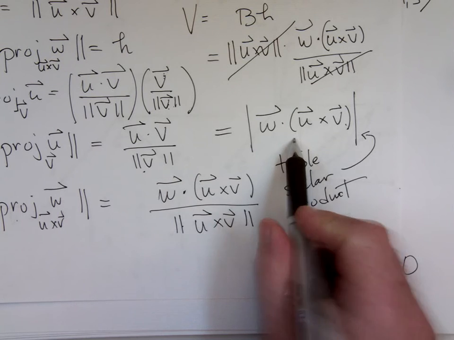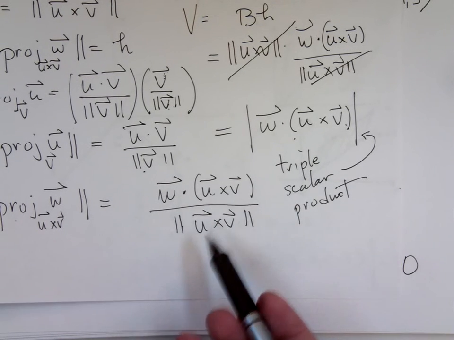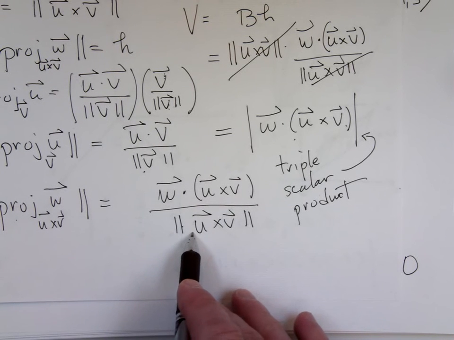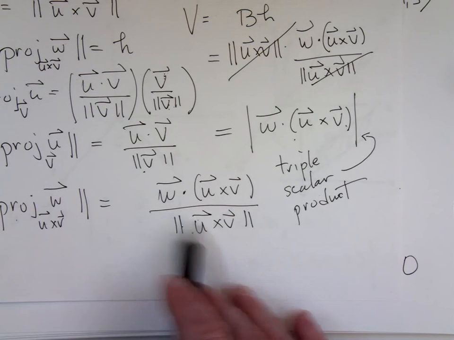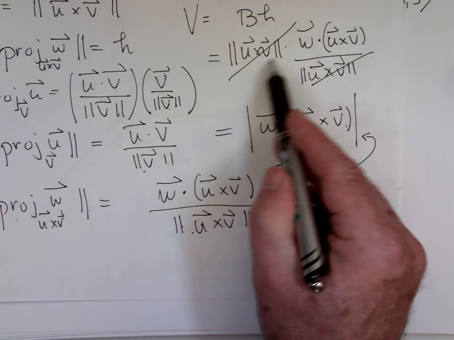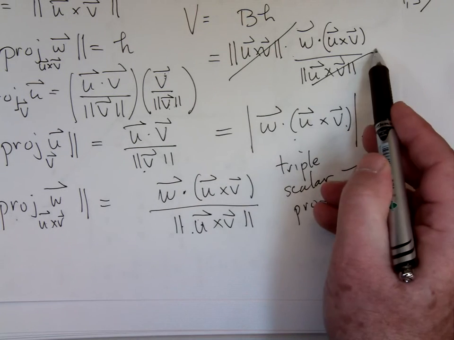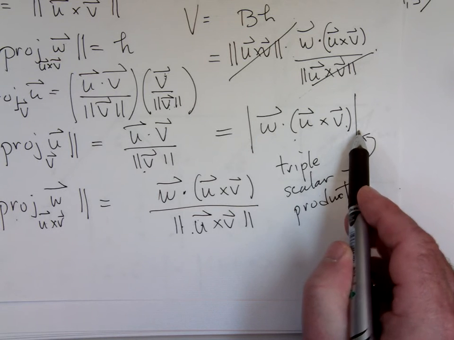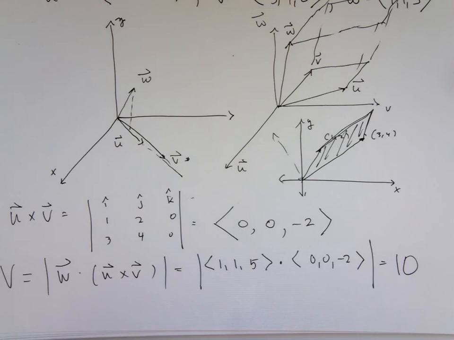Yeah, I can see where you would, because of the way I wrote it. But this is the magnitude of the projection. That was our height, and what we had to do is take the area of the base times the height, and these two canceled out, leaving us the triple scalar product. Okay? How's that look? Does that look okay?